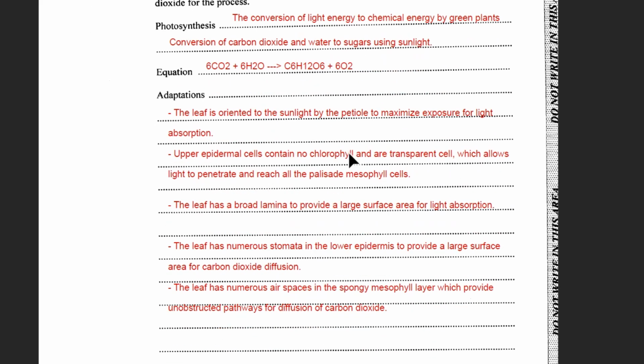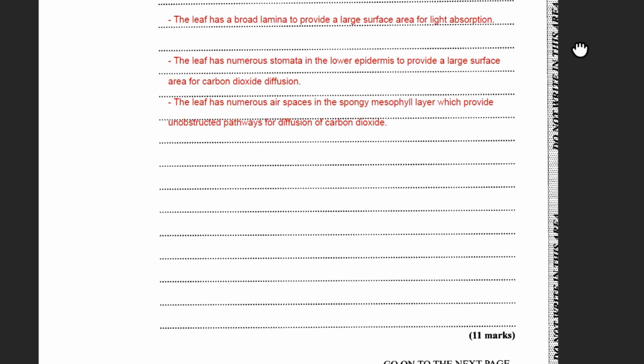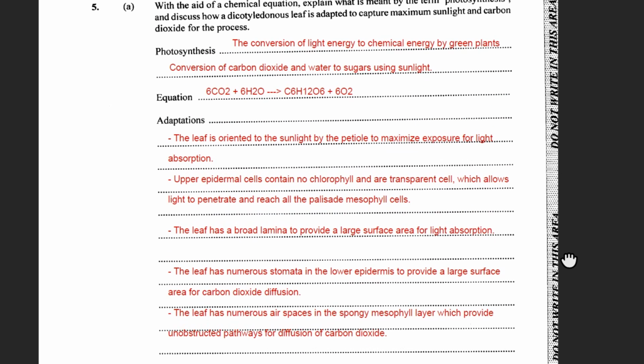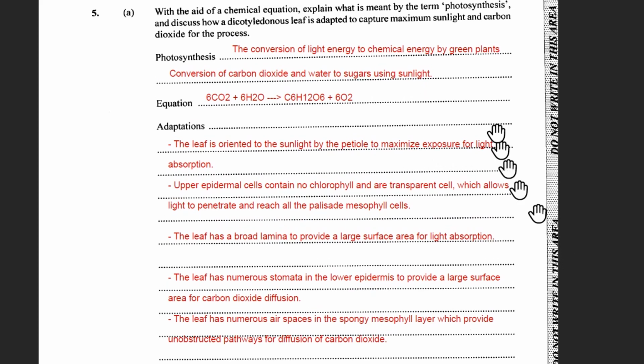So the adaptations of the leaf. And let's look at the amount of marks here, right? So this is 11 marks. So we can say that the definition is 1 mark, the equation is probably 2 marks, and that leaves us with 8 marks left. That means we want to have at least 4 adaptations listed and explained very well. 2 of them have to relate to sunlight, 2 of them have to relate to carbon dioxide.